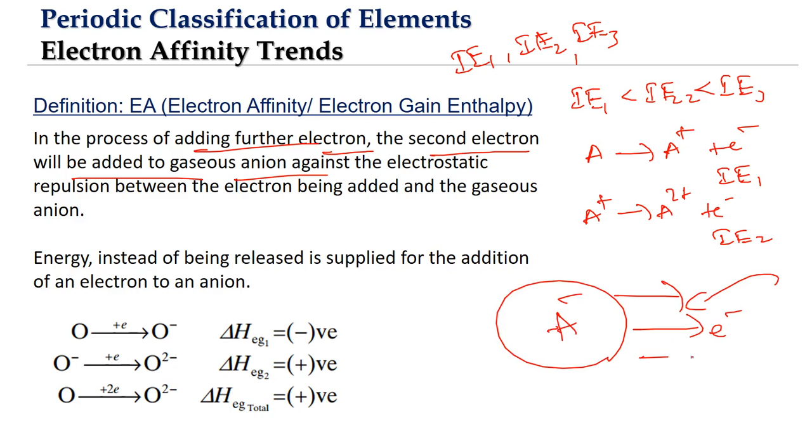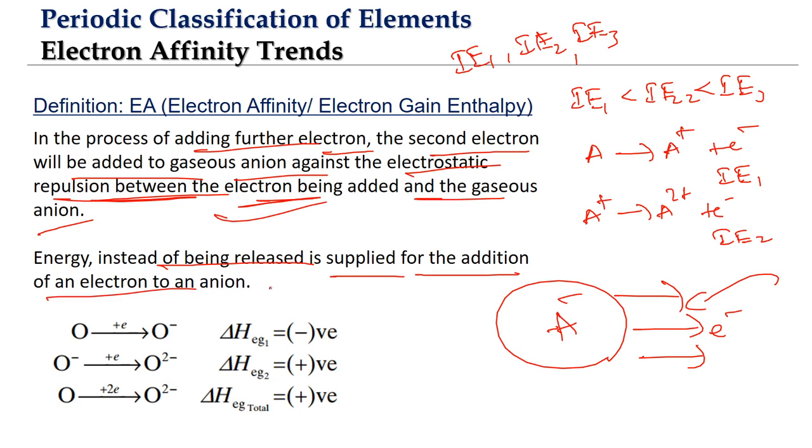So what are we going to observe? We are going to observe electrostatic repulsion between the electron and the gaseous anion. They both will be repelling each other. As a result, instead of energy being released, we have to supply energy. Energy has to be supplied for the addition of the second electron.